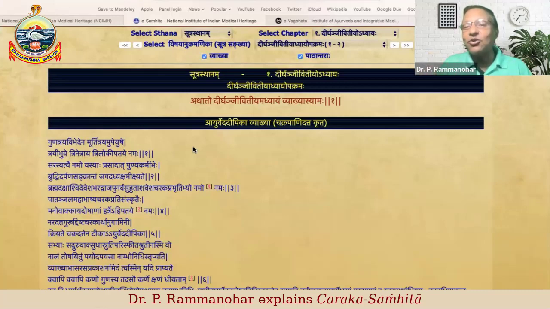Urvarukamiva bandhanat mrityor mukshiyam amrita. You die like a ripened fruit falling from the mother plant. That is the idea of death in Ayurveda. Just like a fruit ripens and falls from the plant, let our death be so natural, so effortless. Death is also, according to Ayurveda, a meditative experience.